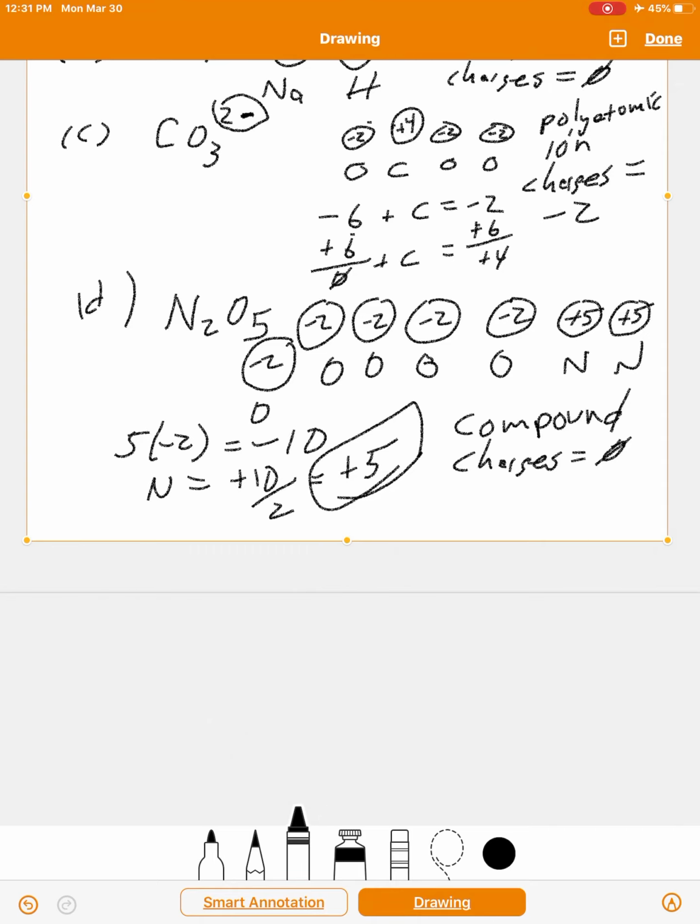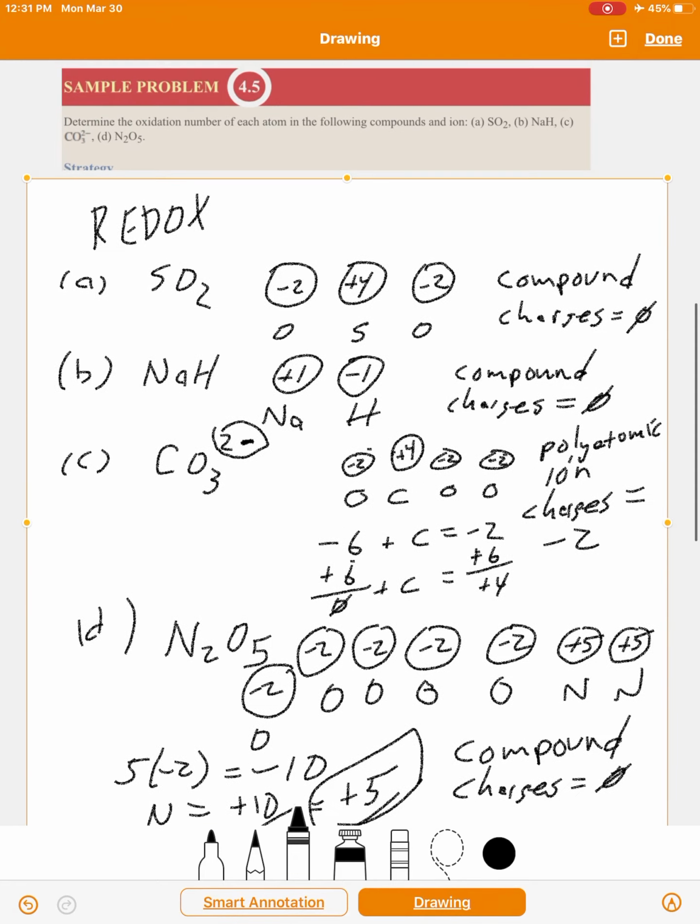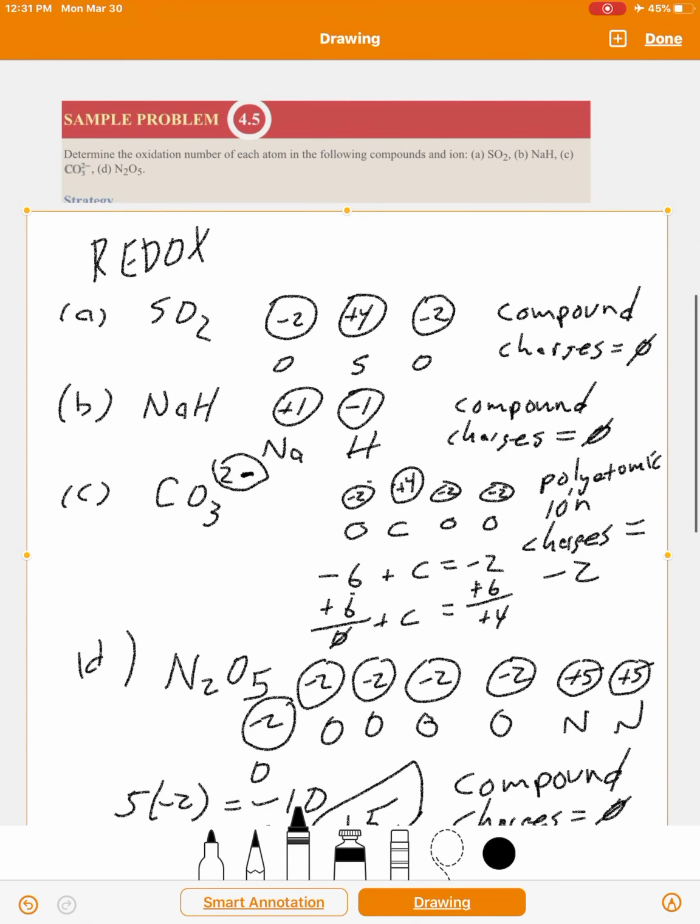Each one is -2. Now, it's an interesting assumption that they're all -2. Would it be possible that one's -1 and one's -3? Well, we're not going to deal with that kind of issue. We'll just say that they're all going to be the same. They're all going to be -2, just like the nitrogens will all be +5. So there it is, assigning oxidation numbers in redox chemistry. Practice those.